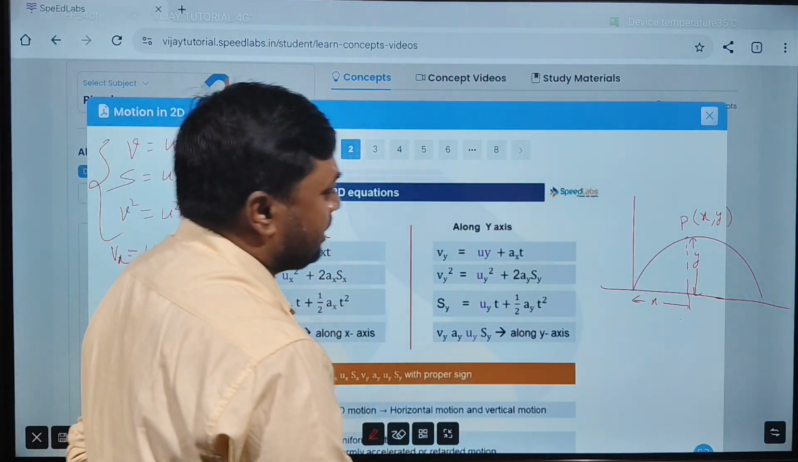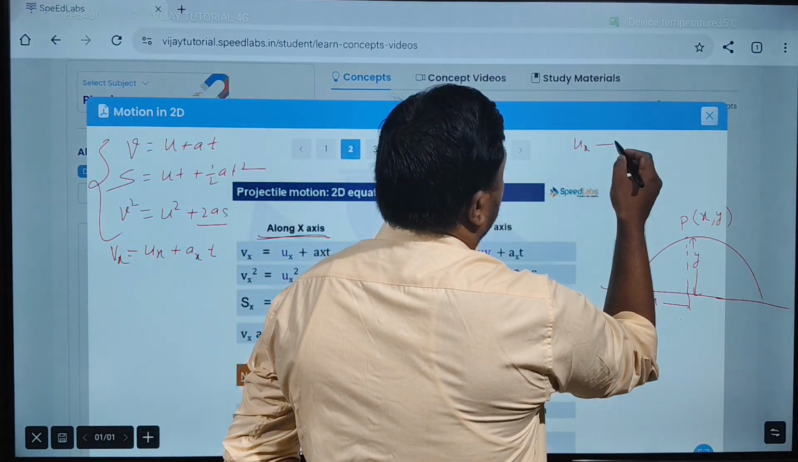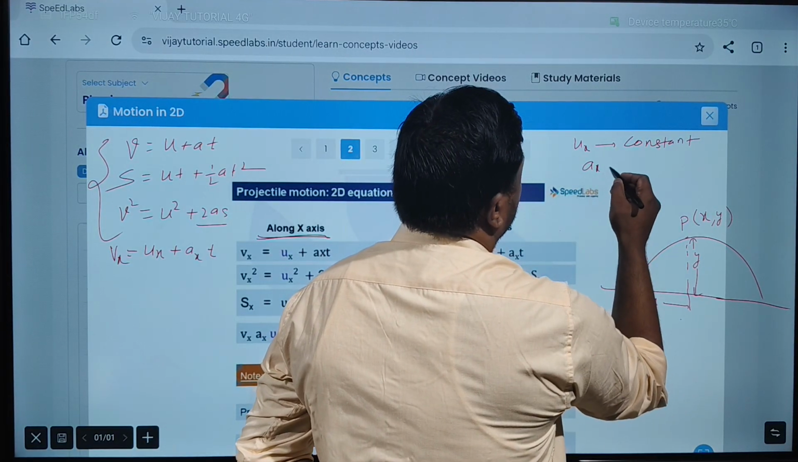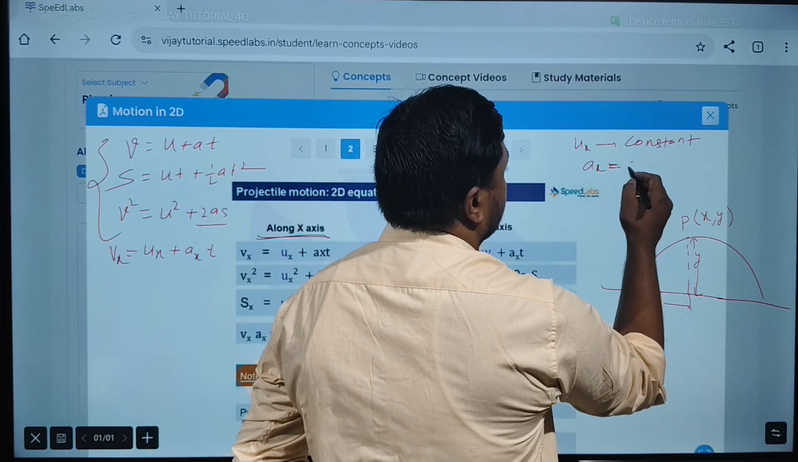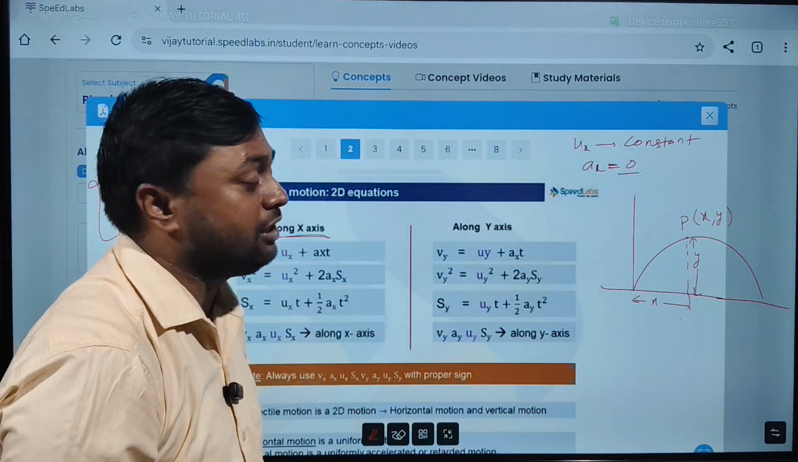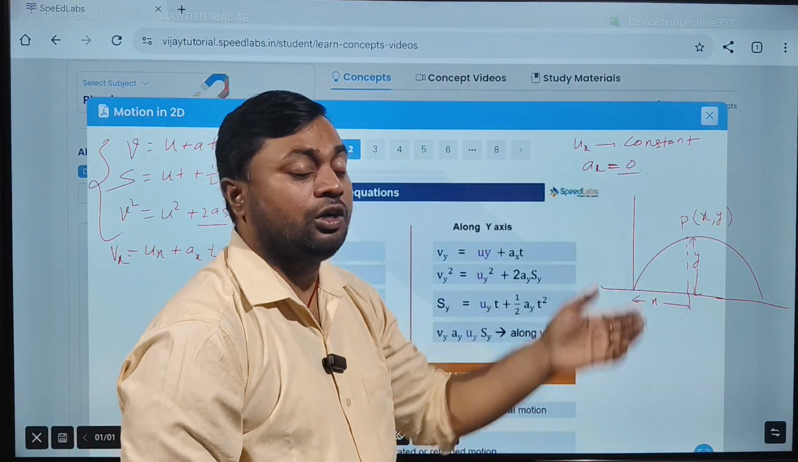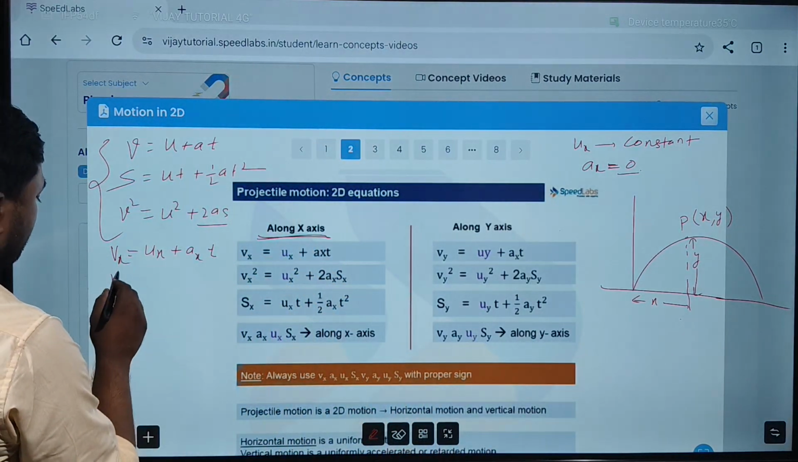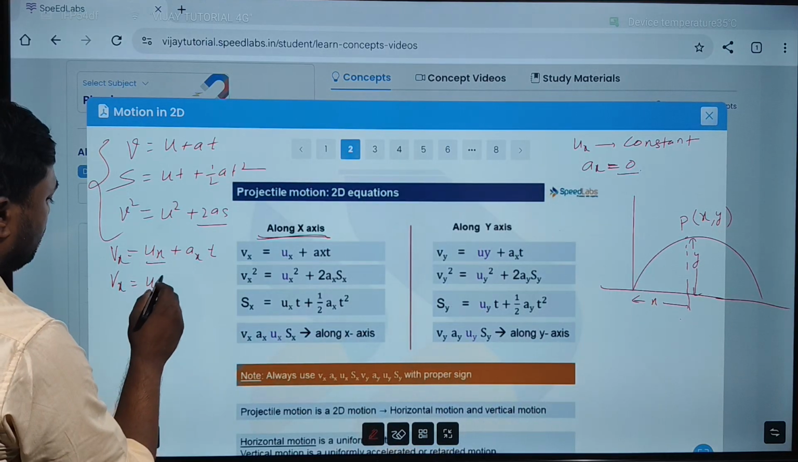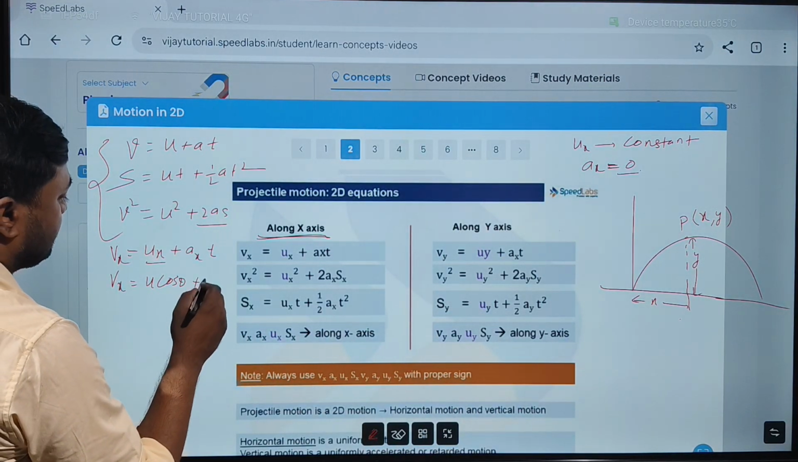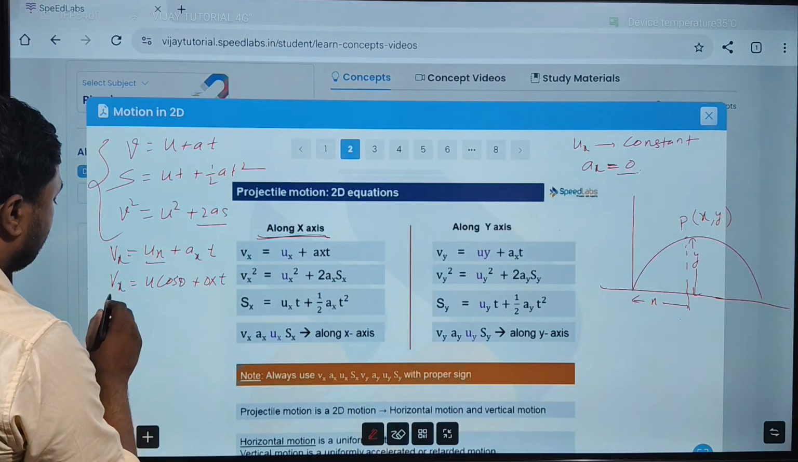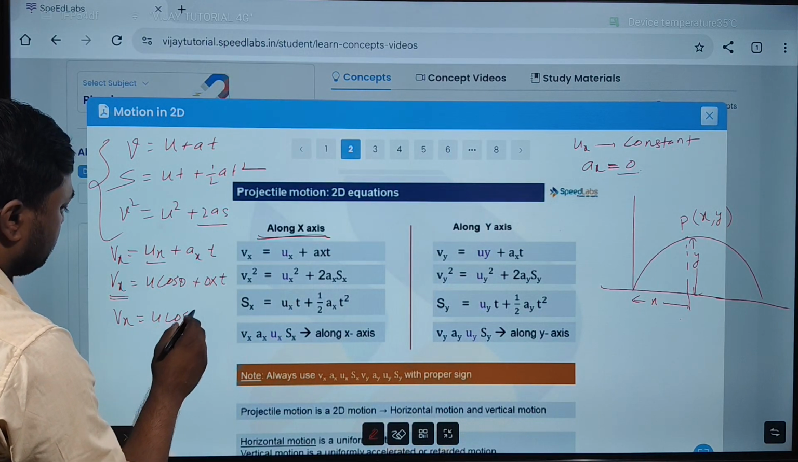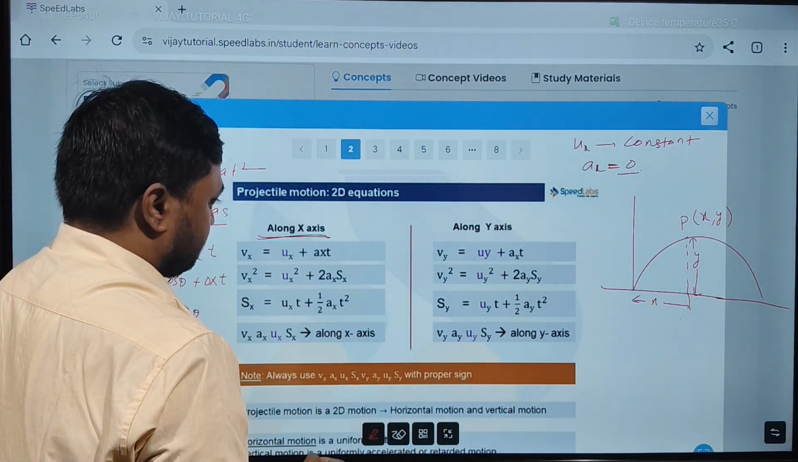One more thing, ux is going to be constant, yes or no? As we have assumed, the acceleration along the x-axis is going to be 0 because there is no change in velocity along the x-axis. So what is the acceleration? It is considered to be 0. So substitute here: Vx is equal to ux, which is u cos theta, plus ax, which is 0, into t. So what we got, Vx is nothing but u cos theta. Yes or no? Correct or not? Okay.